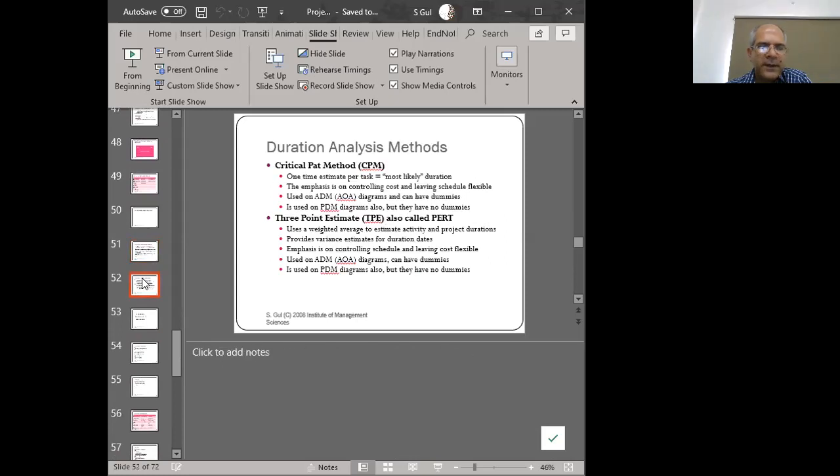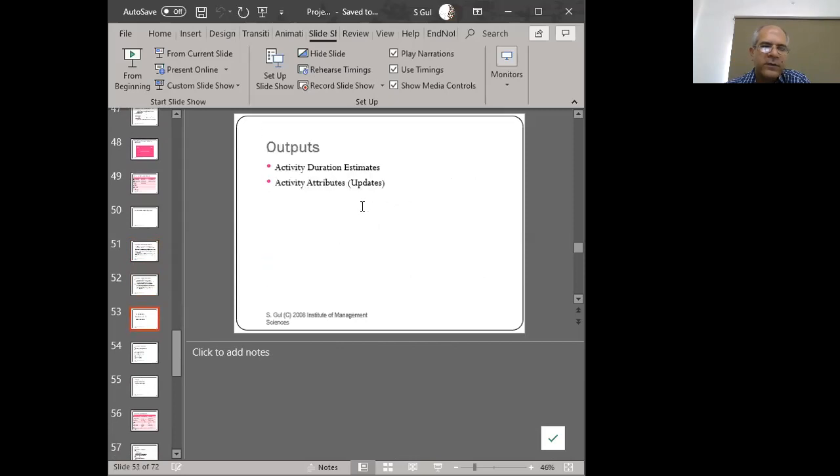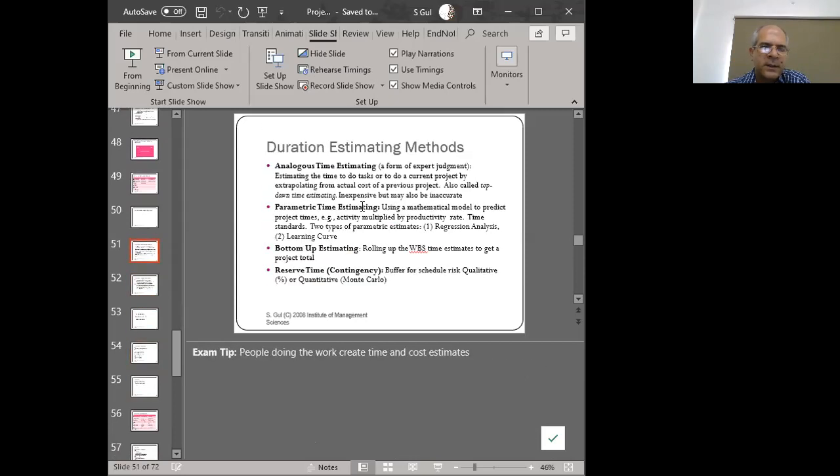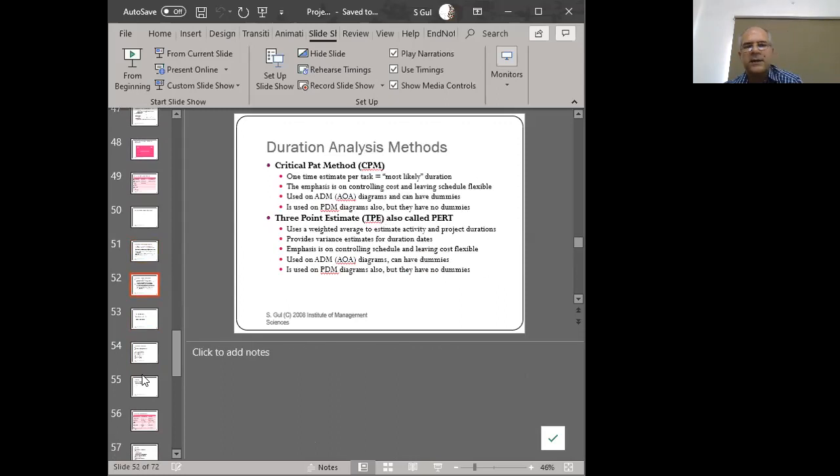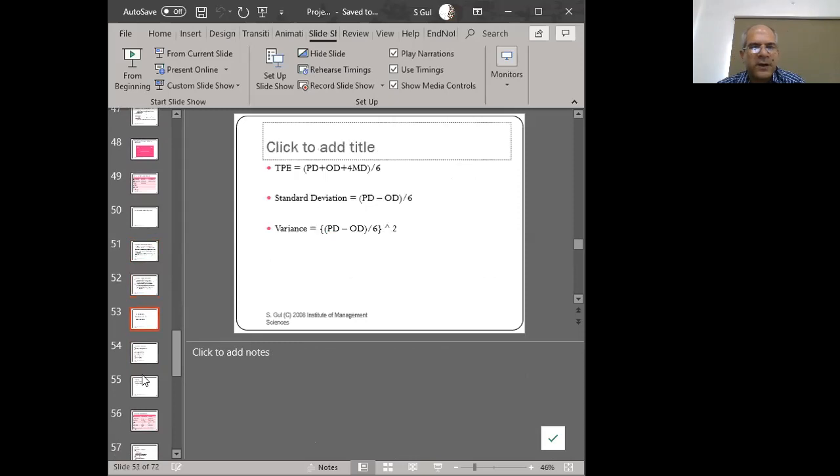Now, the critical path analysis, we just talked about the ways of doing it. So we can do it using the AOA or the ADM method. And we use the PERT while doing the critical path. So the PERT is also known as the 3-point estimate. So we've already talked about this. This is the formula, the 3-point estimate or the PERT has been written there.